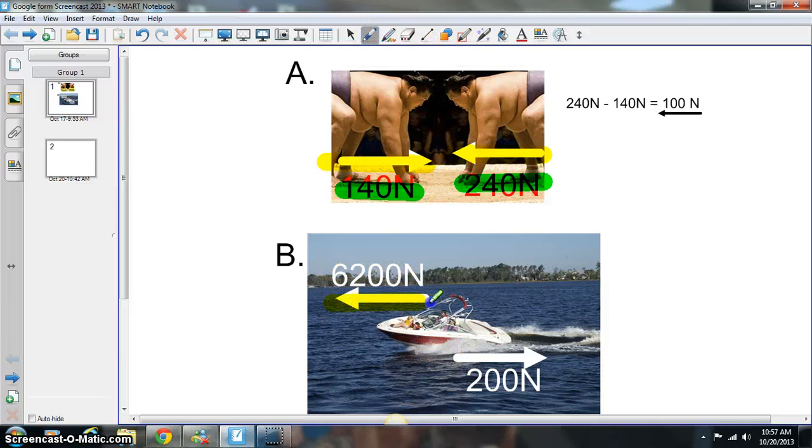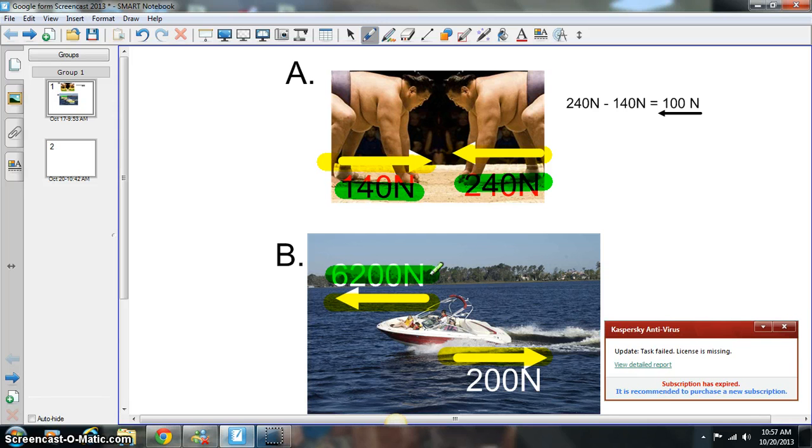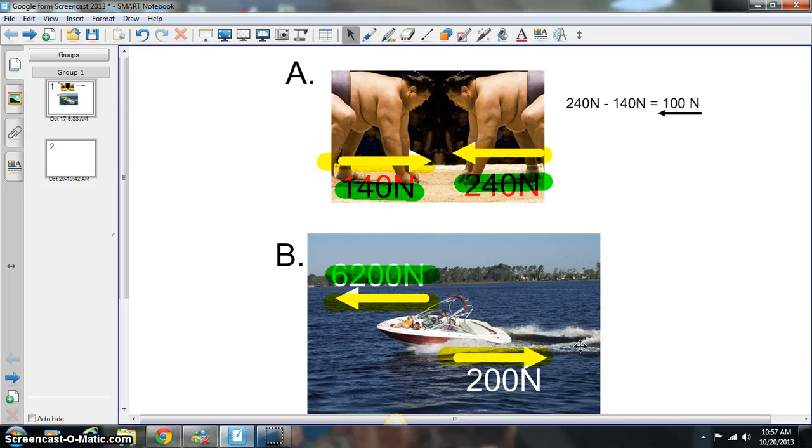Again, we have two arrows. All right? One arrow that is showing the boat going to the left. The other arrow is the water, which is providing a fluid friction or a kinetic friction against the boat. And we will also notice that the boat itself is going to apply 6,200 newtons of force to the left, and then the friction due to the water is going to apply 200 newtons of force to the right.